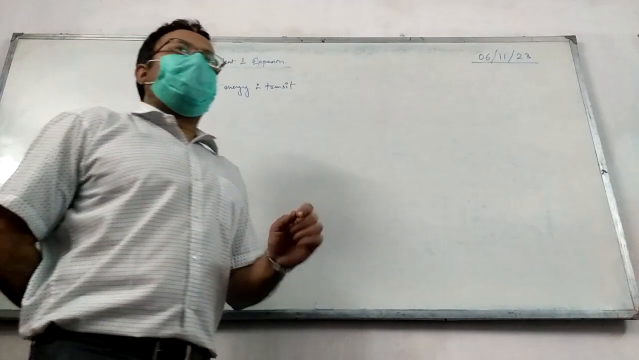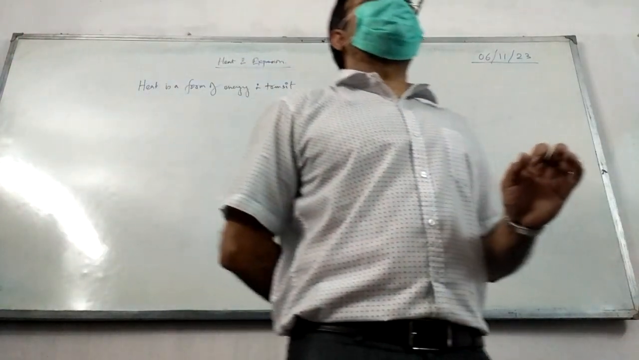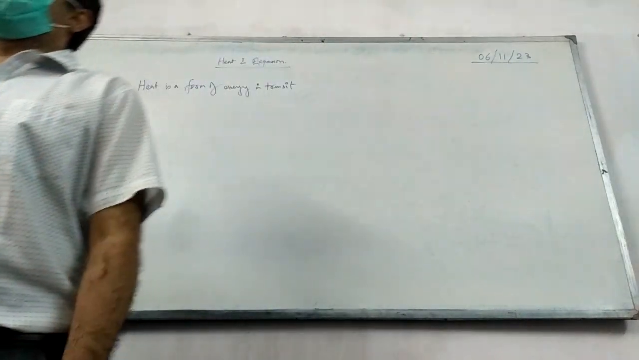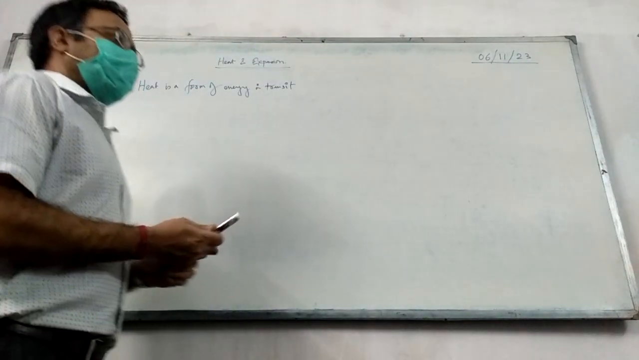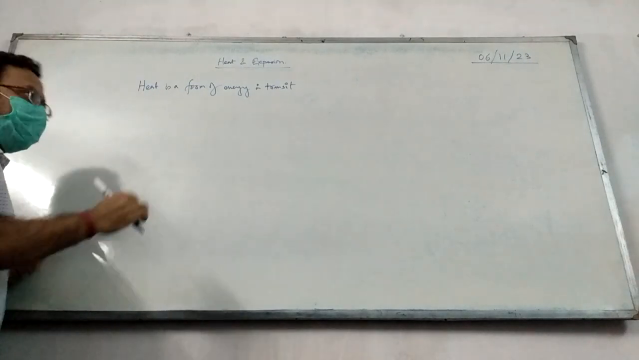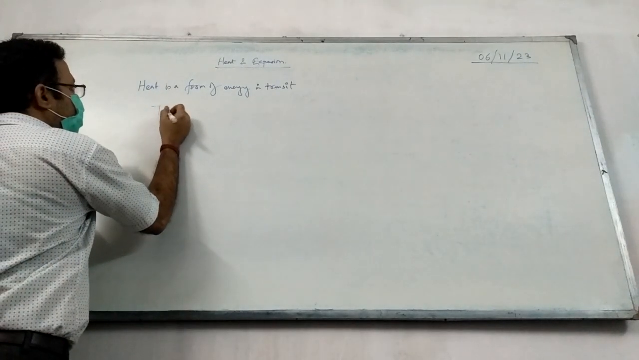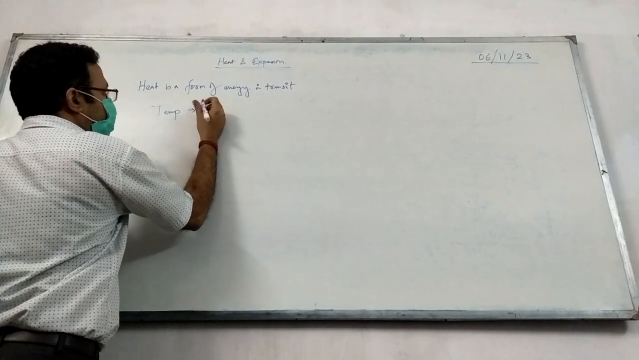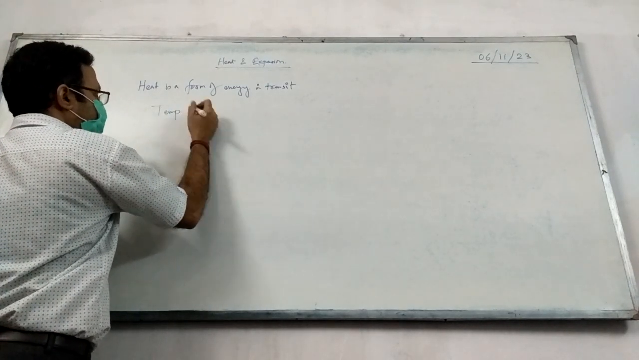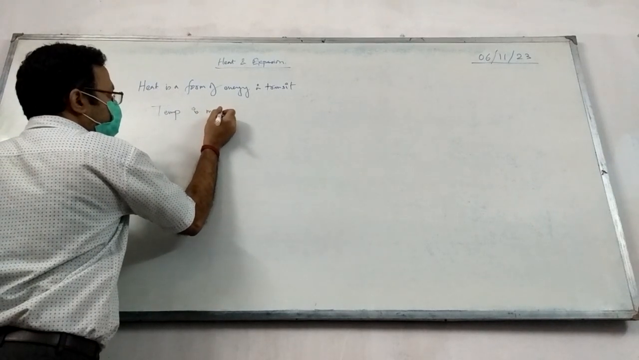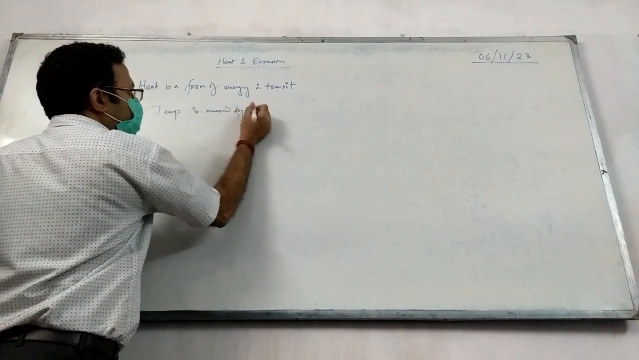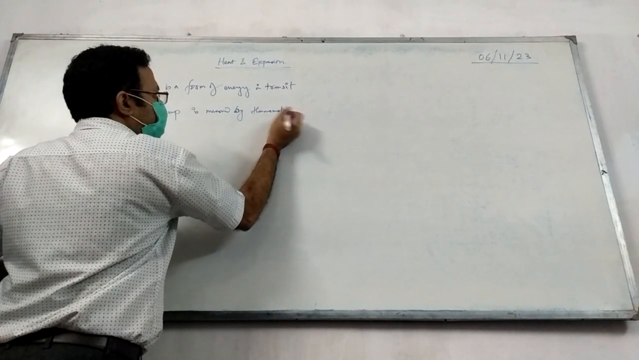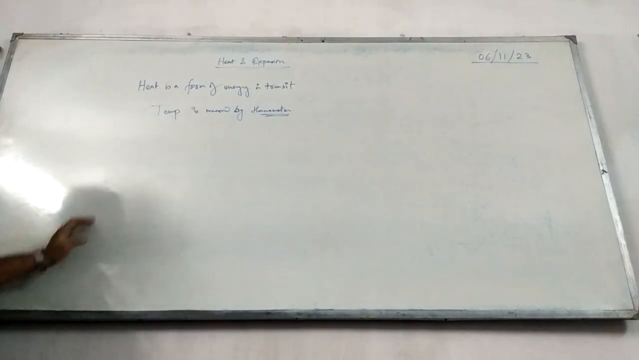All right. Now, what is a thermometer? Instrument that measures the temperature of a body. So, temperature is measured by thermometer. Now, how do we construct a thermometer?